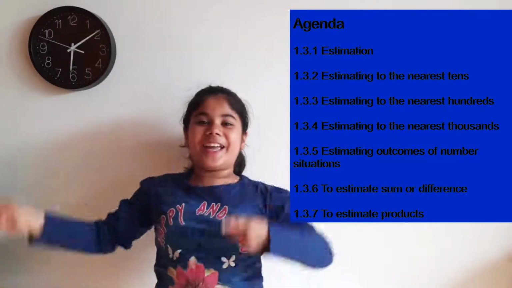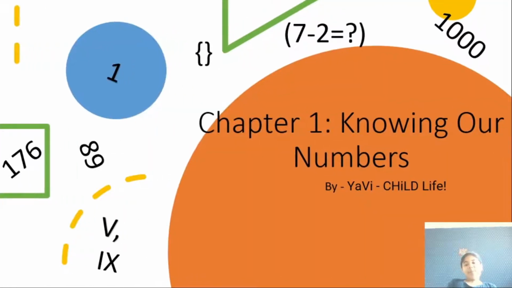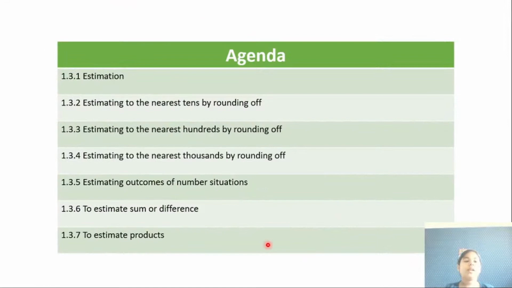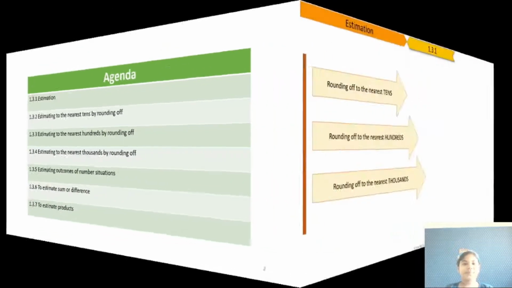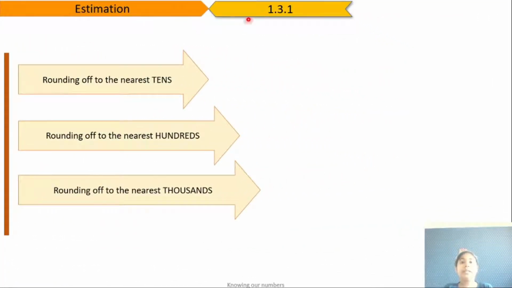Now let's get started. Chapter 1, Knowing Our Numbers. So as you saw in the introduction part of the video, we will be covering all these sections. Estimation, section 1.3.1. Why do we do estimation? We do estimations to make our calculations easy. How does it make our calculations easy?